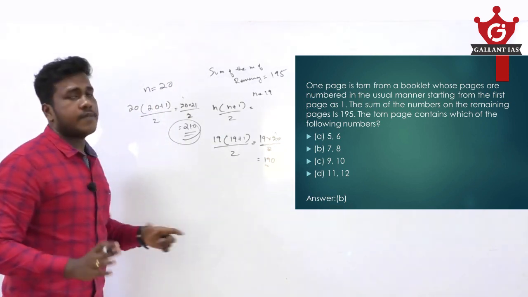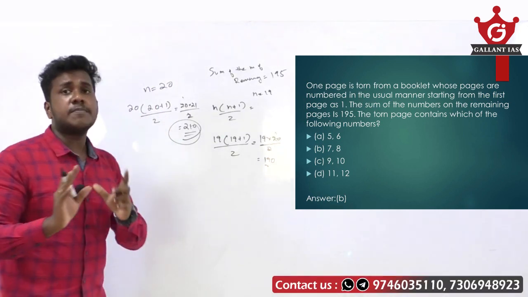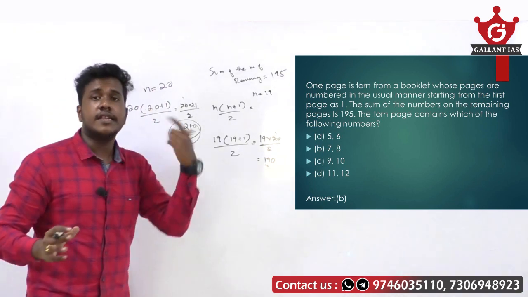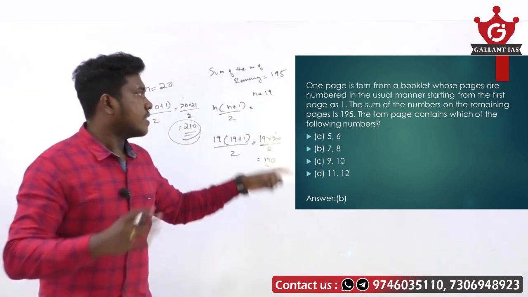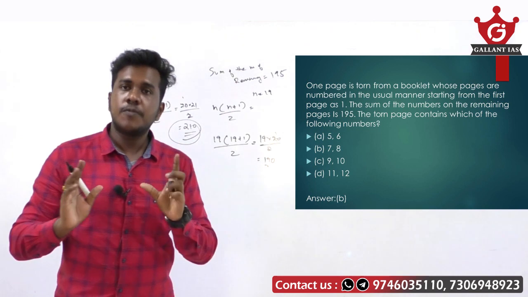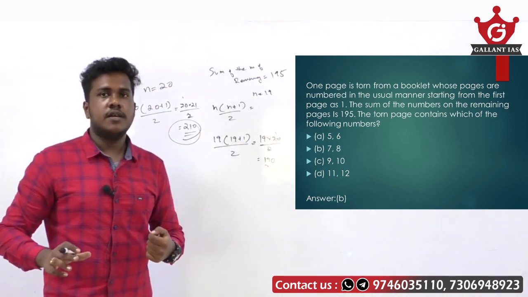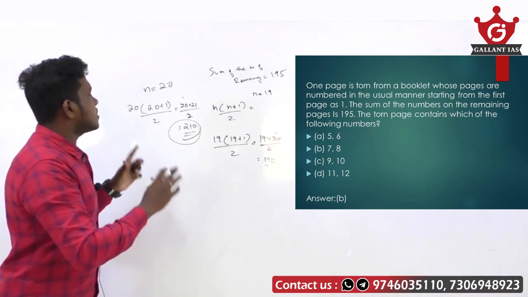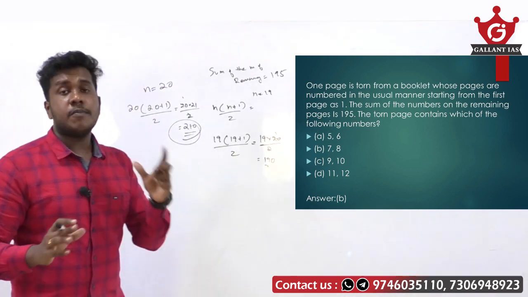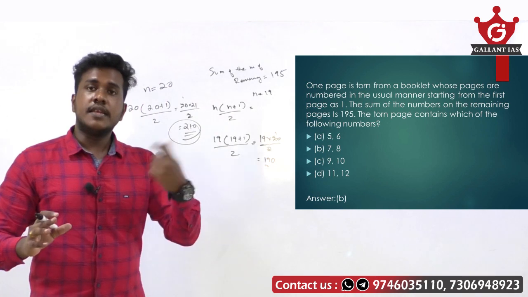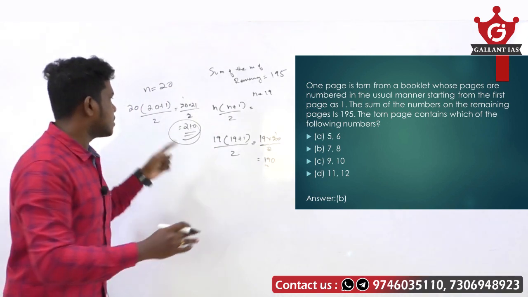So we can assume that we can keep n's value as 20. That is the initial number of papers in that book is actually 20. From the 20 papers only, the page is torn out. Okay, so we got that the sum of the number of pages initially, that is without tearing out, is 210.